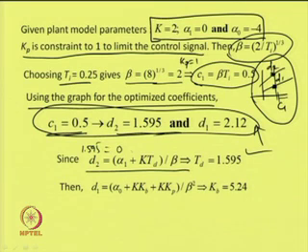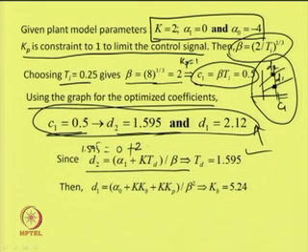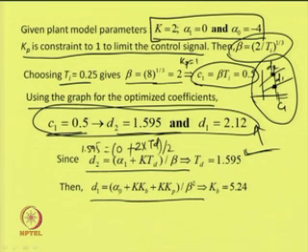So, this is equal to plus k Td, k is 2 times TD upon beta. So, beta is equal to 2. So, thus we get TD equal to 1.595.